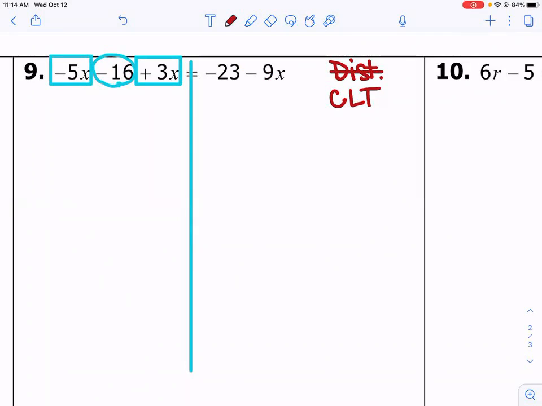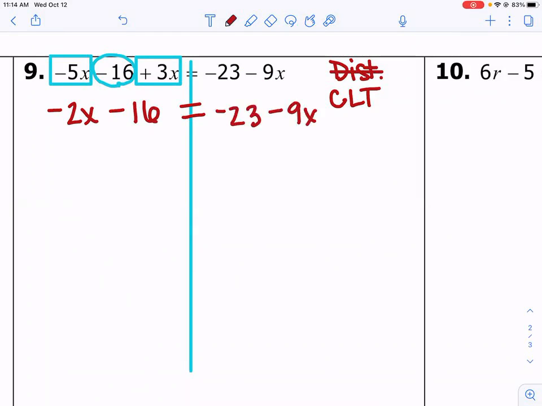-5x plus 3x gives us how many x's? -2. Thank you, Quinlan. Yes, we have 1x term is what you were thinking. I was trying to get you to say the coefficient. Okay, over here on the right side, we're gonna keep -23 minus 9x. We're gonna keep those there. Okay.